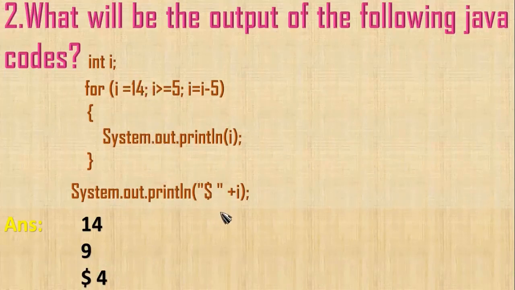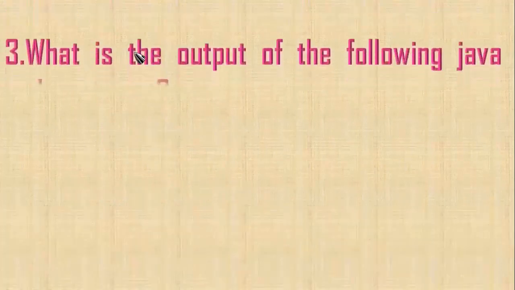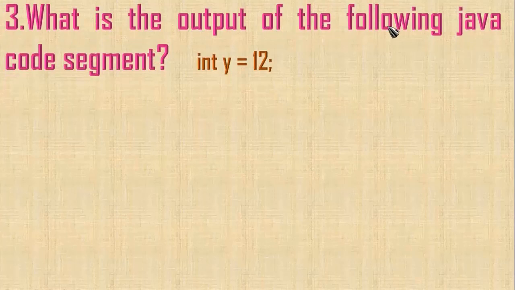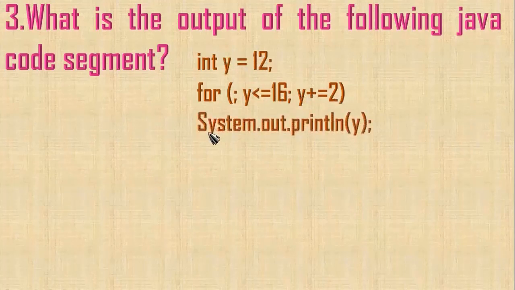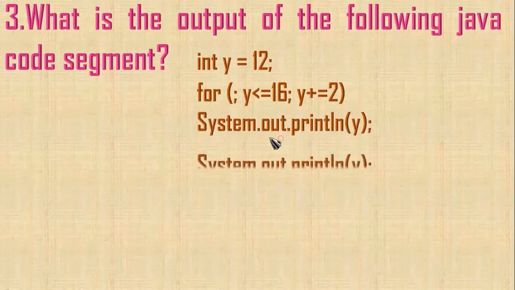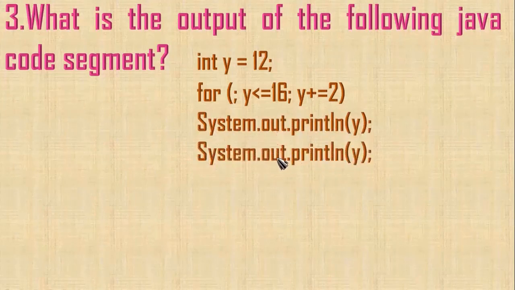So here the loop gets executed 2 times. Next question, what is the output of the following Java code segment? int y = 12; for, so it is not initialized here, but it is initialized already before the loop. y is lesser than or equal to 16, y += 2. So it is printing y. So again it is printing y.